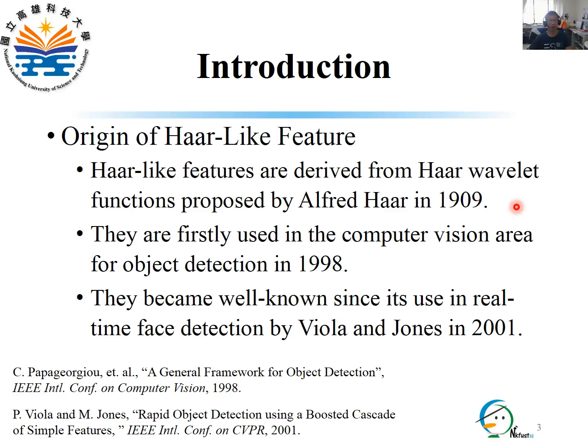Haar-like features are derived from Haar wavelet functions proposed by Alfred Haar in 1909. They were first used in the computer vision area for object detection in 1998. They became well known since their use in real-time face detection by Viola and Jones in 2001.